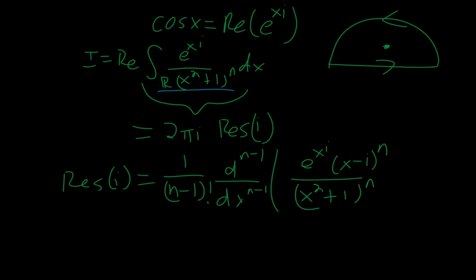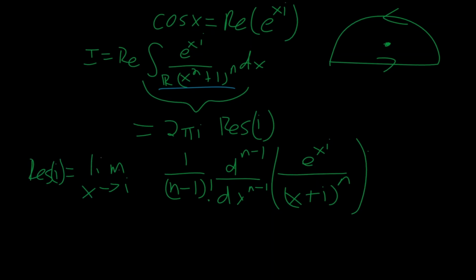But as I said, we can just factor this bit. We factor the denominator into (x plus i) to the n, (x minus i) to the n. So these just cancel. And what we're left with is just e to the xi over (x plus i) all to the n. And there's a limit here. So now this is just a matter of evaluating this nth derivative, and that will be our integral. And this is really quite interesting.